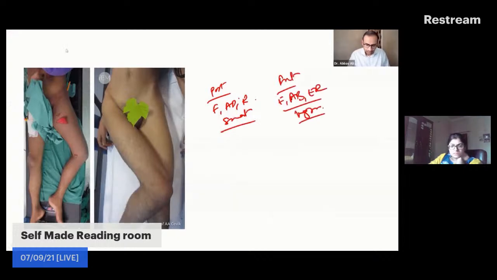With limb lengthening. Why are you guys raising your hands? Don't raise your hands. If you have a question, type it in the chat box. Don't do that.